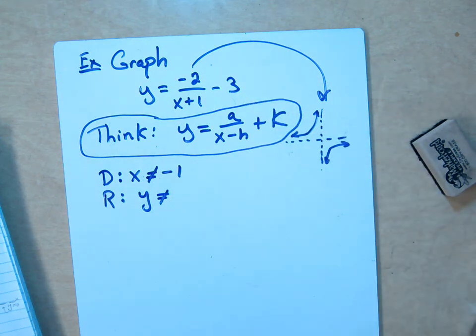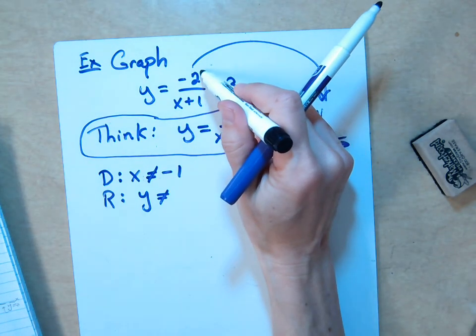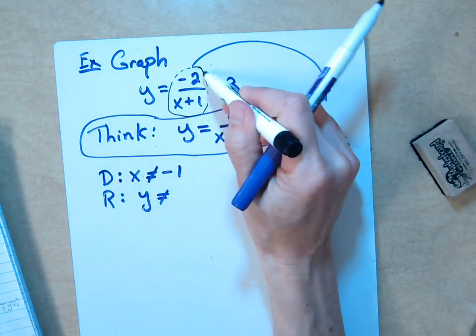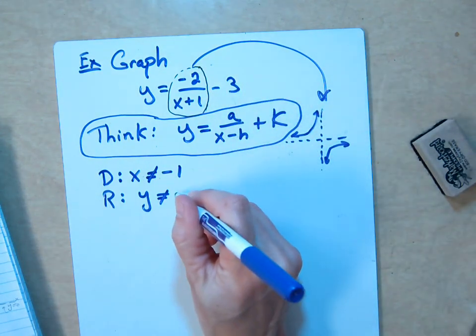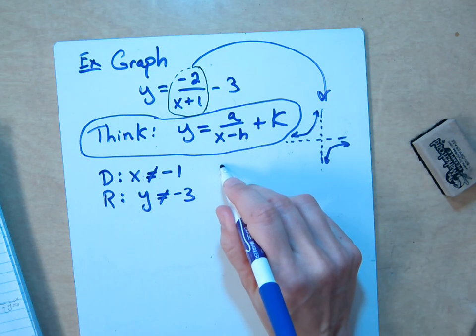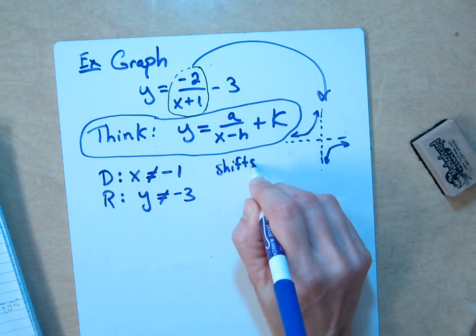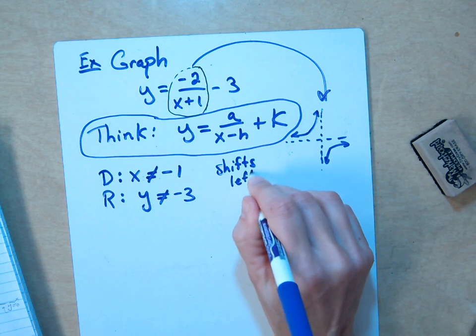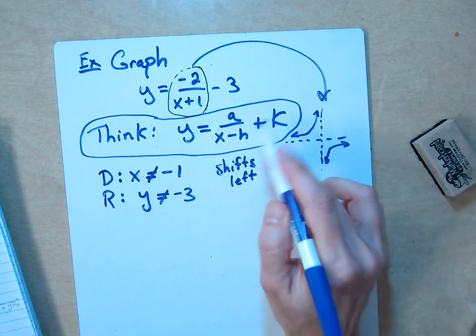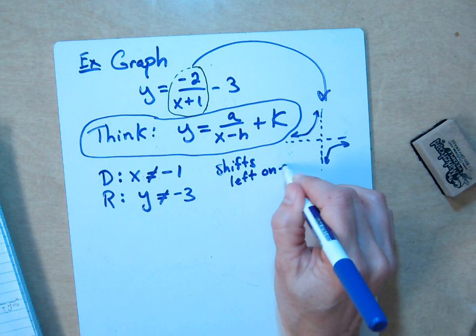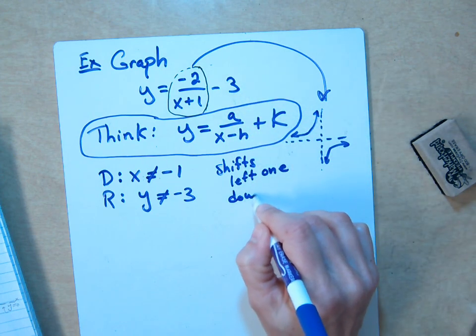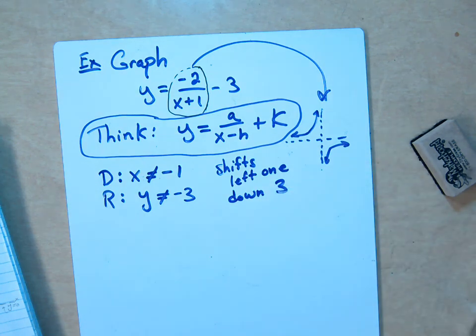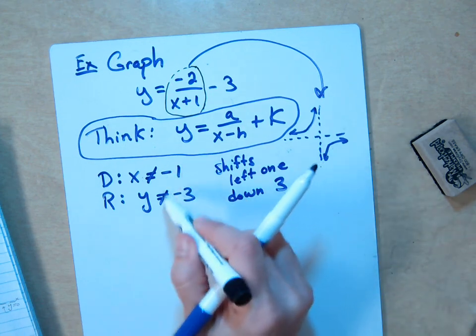And so what can y not be? Well, since this whole part right here can't be 0, what can y not be? -3. That's right. It's going to be this number. So what happens is it shifts to the left 1, since h is -1, and since k is -3, it's down 3. So you're going to take the parent graph and move it to the left 1 and down 3. So let's start graphing these asymptotes.